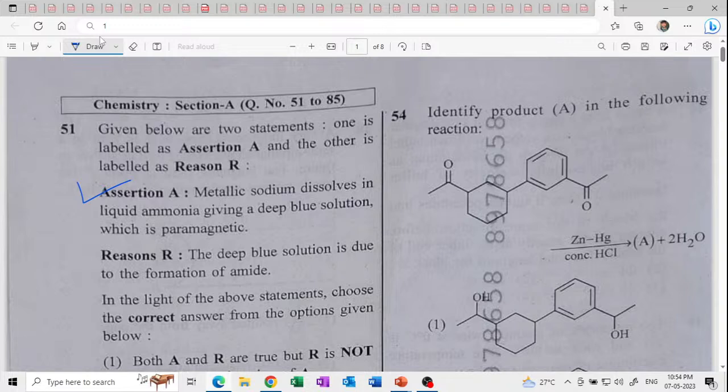Is the screen visible? Please check. Everyone check, screen and sound are visible? Please check.